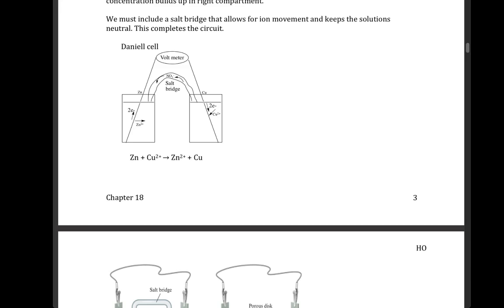The copper 2+ concentration on the right side decreases, so we need to remove anions. So imagine NO3- moving out of there, flowing toward the left. And as zinc 2+ builds up in the left compartment, we need more anions over there to balance it. So that's what the salt bridge does. It keeps the solutions neutral. So the net reaction, zinc plus copper 2+ forming zinc 2+ plus copper, can continue happening.